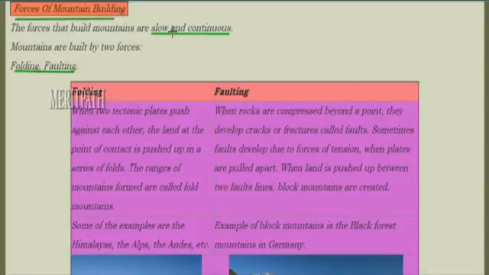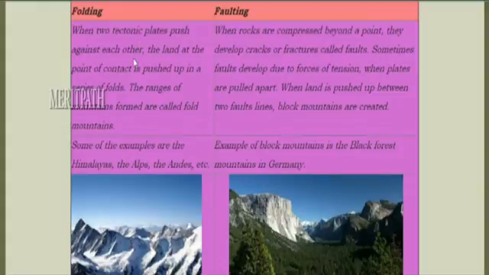So there are forces acting on mountain building. These forces are slow and continuous, and they are of two types, folding forces and faulting forces. So what is a folding force? When two tectonic plates push against each other, they land up at a point of contact and then they form a series of folds. These series of folds form mountains known as fold mountains. Examples are the Himalayas, Alps, Andes, etc.